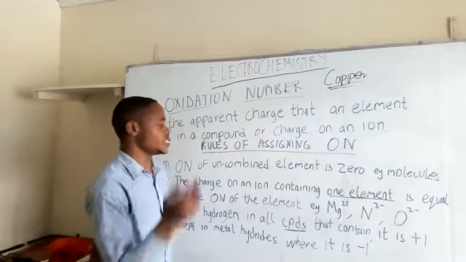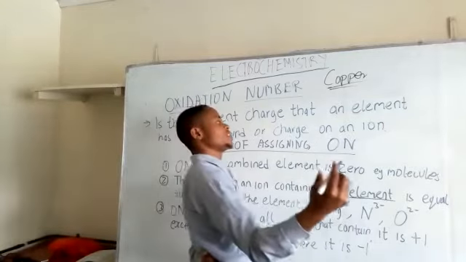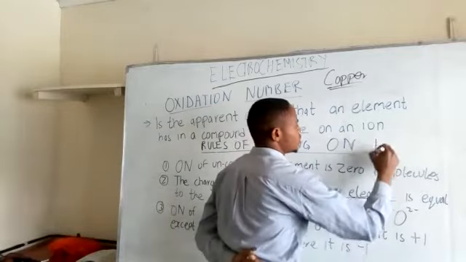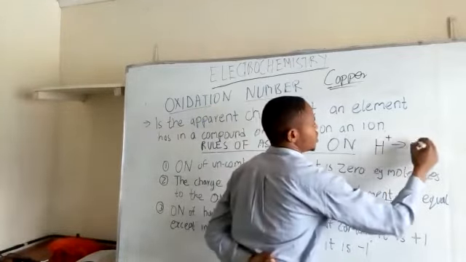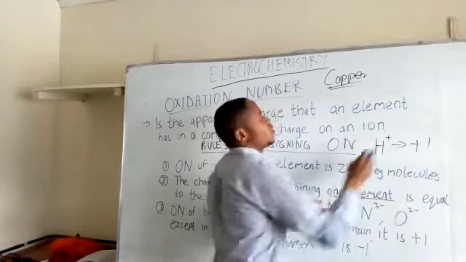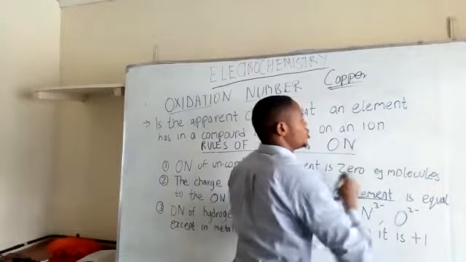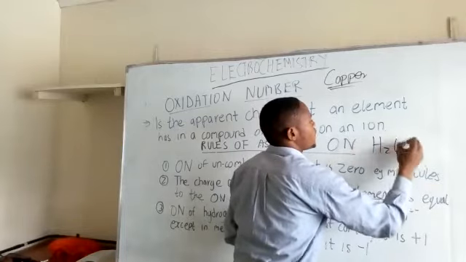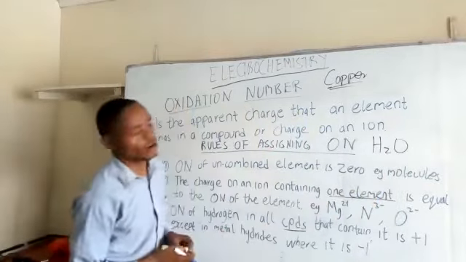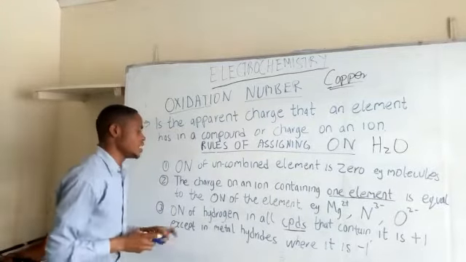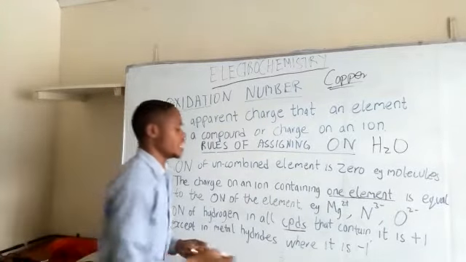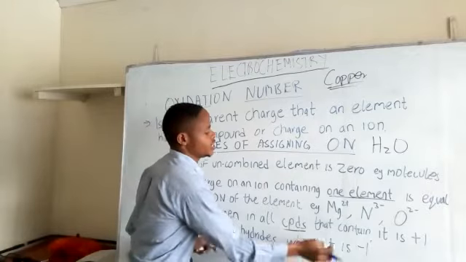It tends to form the positive ion, so it tends to have an oxidation number of +1. For instance, in water, H2O, the oxidation number of hydrogen is +1. But in metal hydrides, the oxidation number is -1.